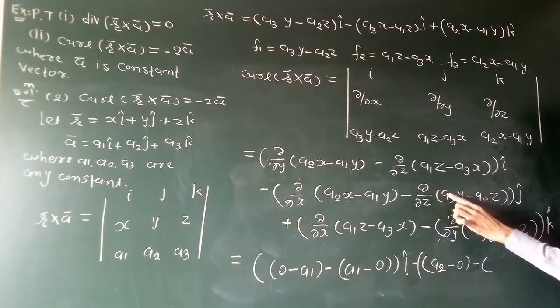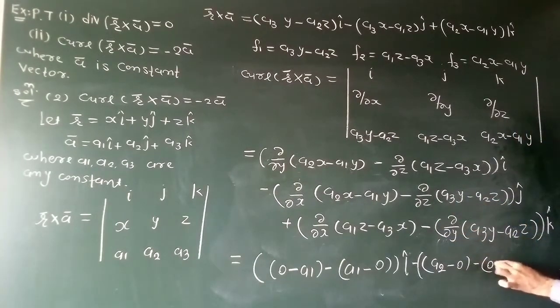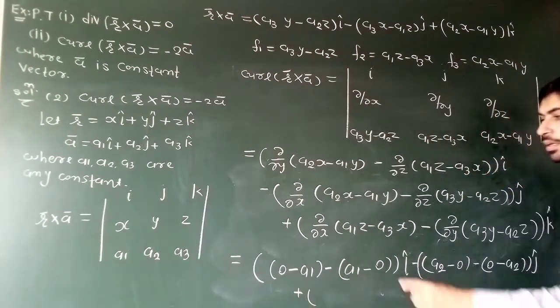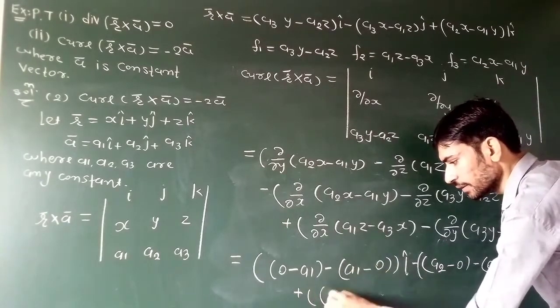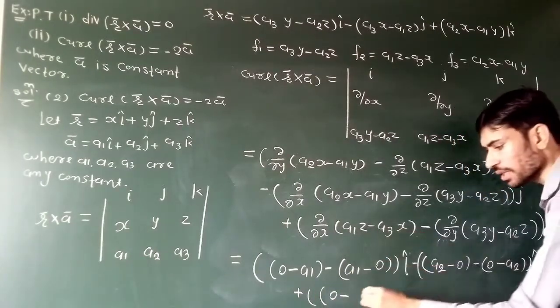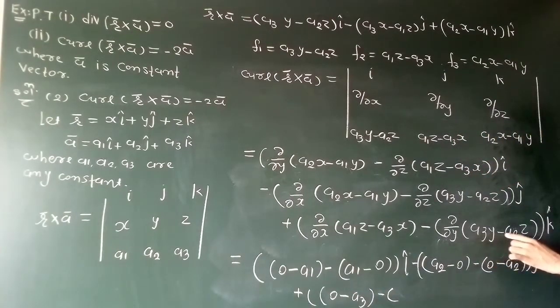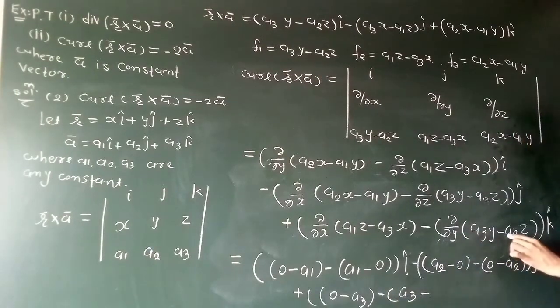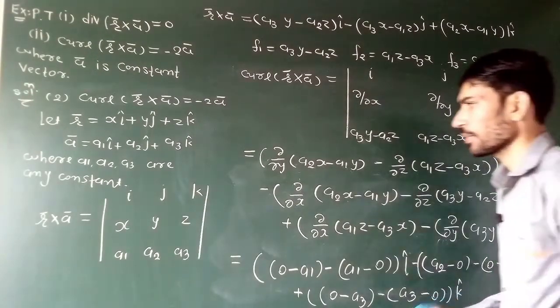Minus, a3y minus a2z with respect to z: a3y becomes 0, minus a2z becomes a2, into j cap. Plus a1z minus a3x with respect to x: a1z becomes 0, minus a3x becomes a3. Minus, this term a3y minus a2z with respect to y: a3y gives a3, and a2z becomes 0. Okay. Now we just simplify, we get the answer here.